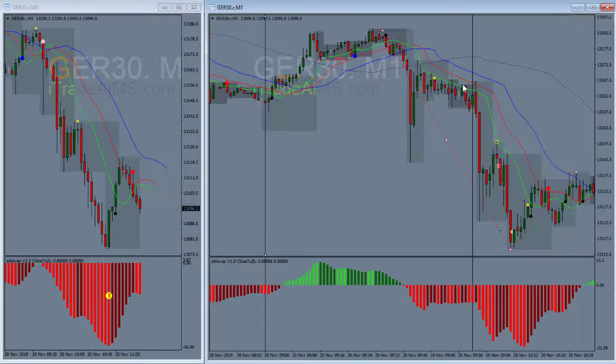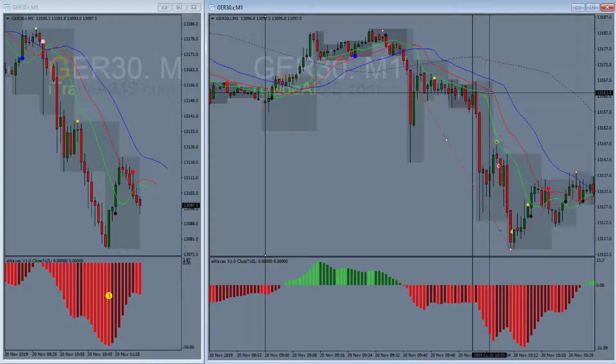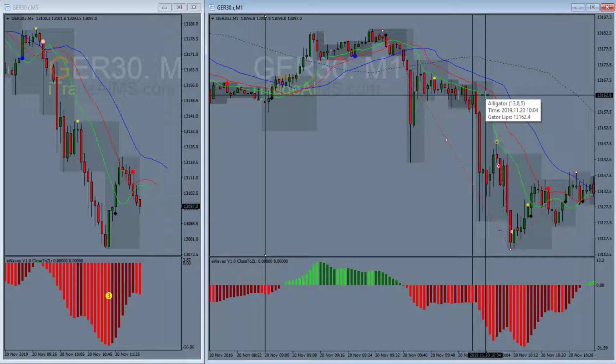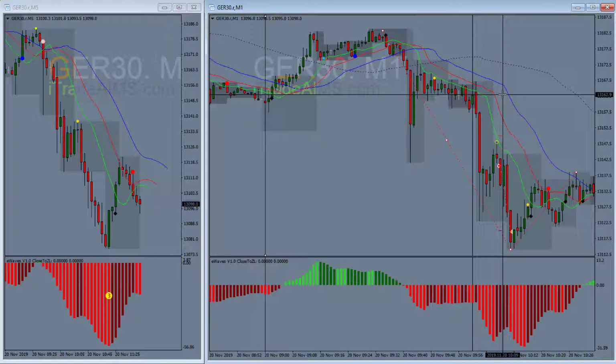The stepping down pattern is there. Clearly easy for me to go short here. But I like to be careful around the open. So sometimes I would let that gyration go, because I've been burnt many times. The way I've learned is that I look for momentum. So this is the stage 3 thing. If you're in stage 1, you won't do this. It is the LOBOT, which has a lot to do with trading with momentum, reading the market the way it is.